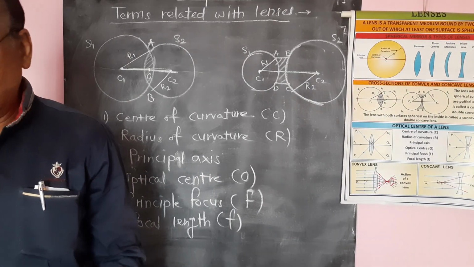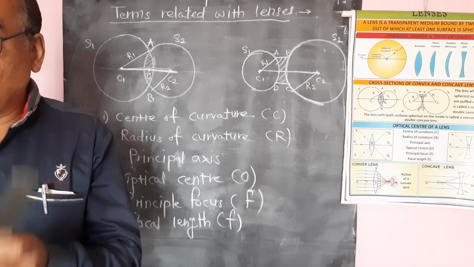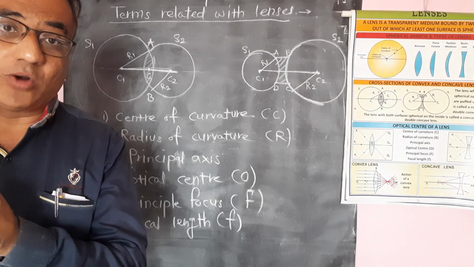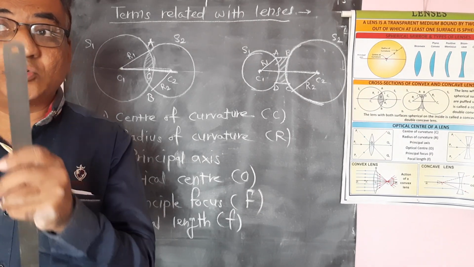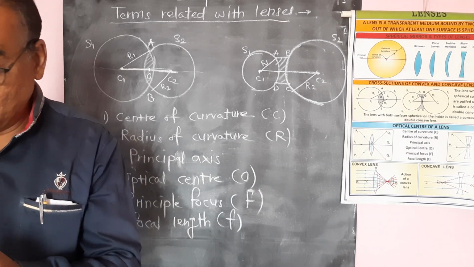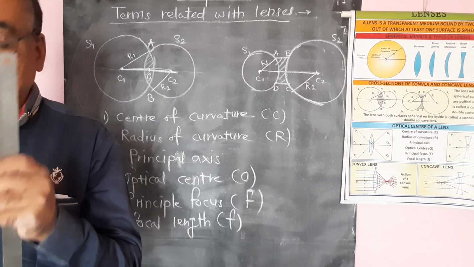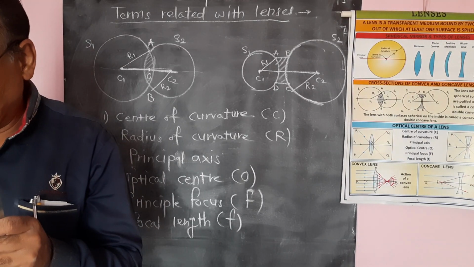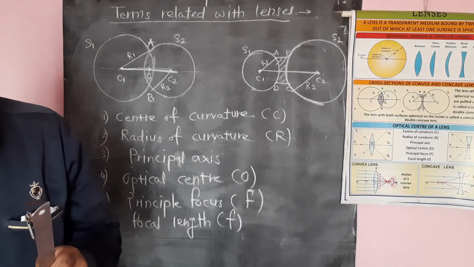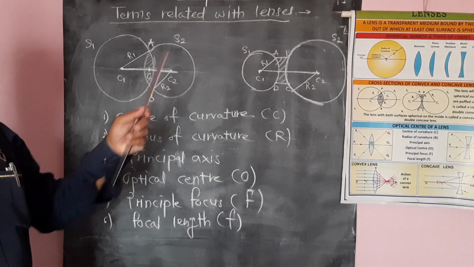Right, now you must remember that in 9th standard, about the mirror, we already wrote one formula of focal length. F is equal to R upon 2, that is radius of curvature upon 2. Here in focal length, the distance between optical center and principal focus is called its focal length, and it is also given by the formula F is equal to R upon 2. These are the terms related with the lenses.